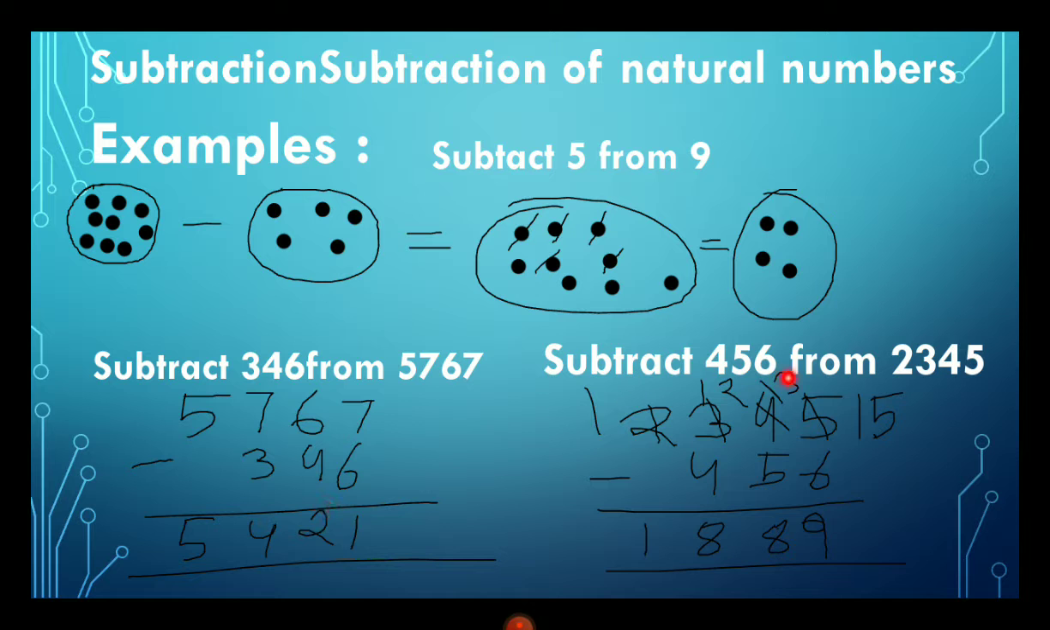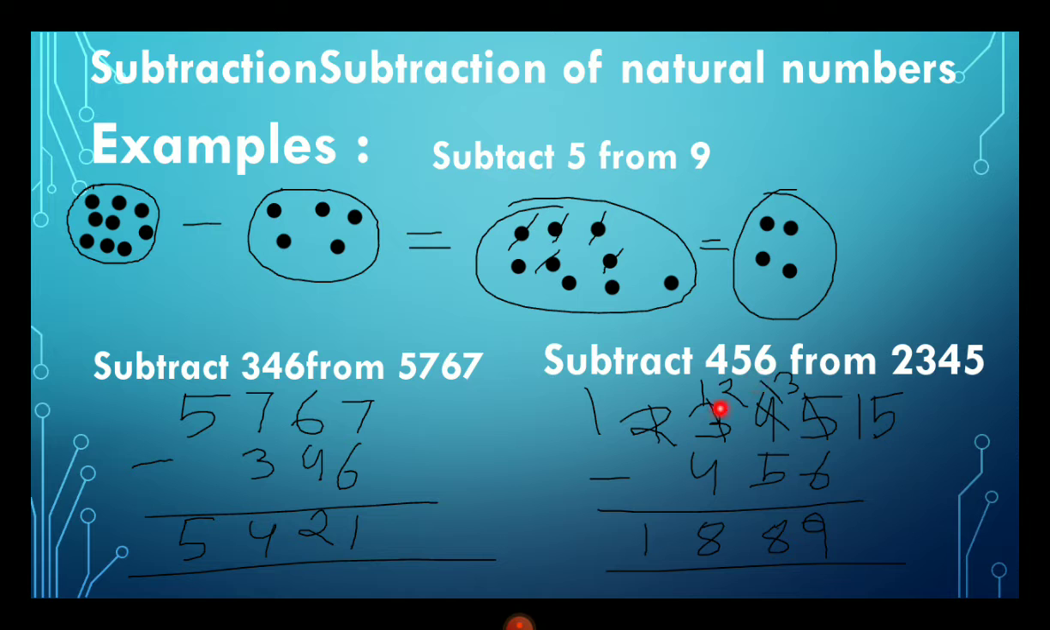Now let's subtract 456 from 2345. Okay, so you can see that 5 is less than 6. So how will you subtract? Put a 1 before the 5. You get 15. Now subtract 15 minus 6. You get 9. Now cut 4. We had borrowed 1 from here. So cut 4 and write 3.